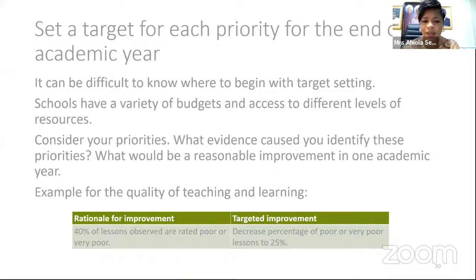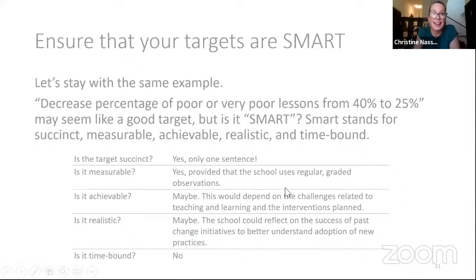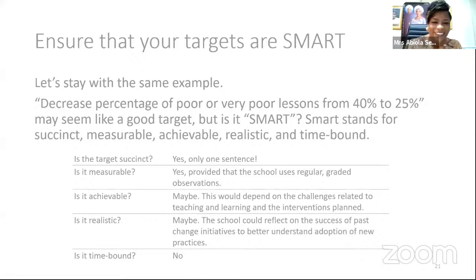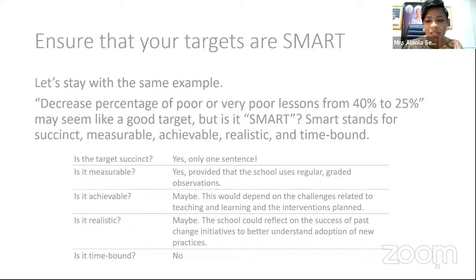Ms. Christine, I don't think this is an example of a very good SMART goal. It's not. Okay, good. Here's the analysis. Go ahead. No, you. Okay, so the previous one was decrease it from 40 to 25.